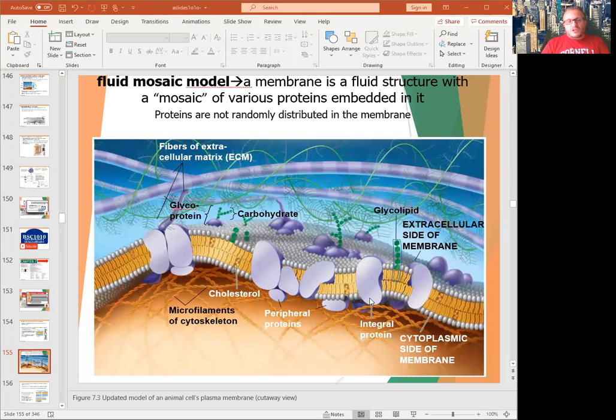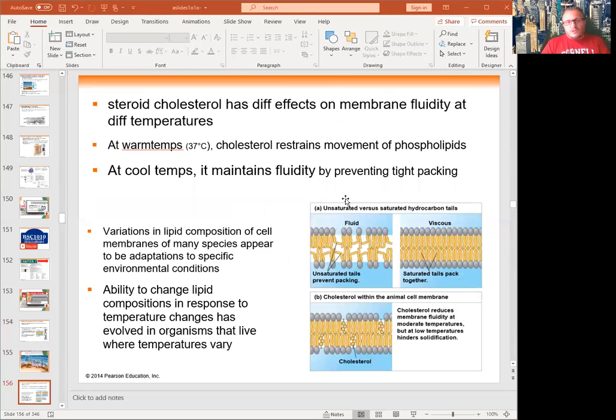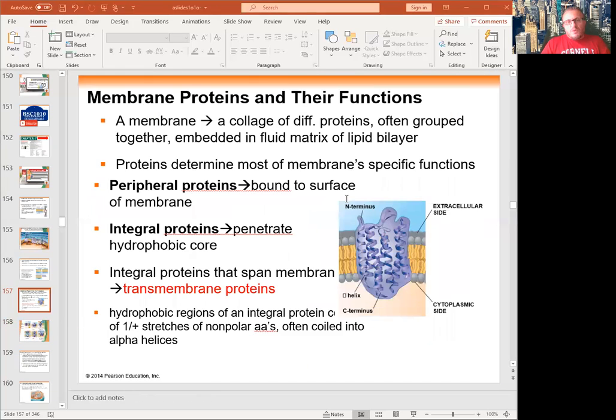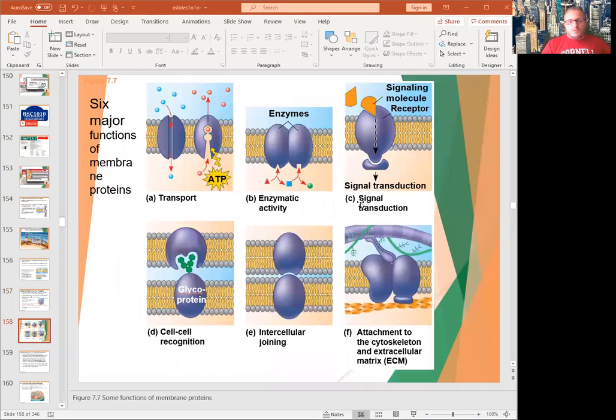Here's a picture from chemical biology which shows you a plasma membrane and everything outside, like the extracellular matrix, and inside the microfilaments, and then proteins like peripheral versus integral proteins on the membrane. Membrane proteins are called peripheral if they are bound on the surface. They are called integral if they penetrate and go through the membrane from one side to another. These are also called transmembrane proteins.